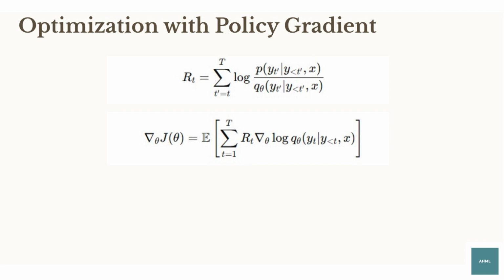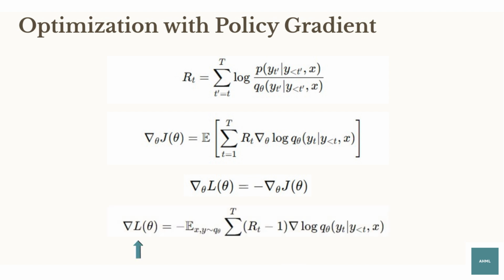The policy gradient aims to maximize the expected reward J. However, in knowledge distillation, we perform gradient descent, meaning we minimize KL divergence, therefore the loss gradient is the negative policy gradient. We then substitute J with L and insert a negative sign to the other side of the equation. We subtract 1 from R to stabilize training.